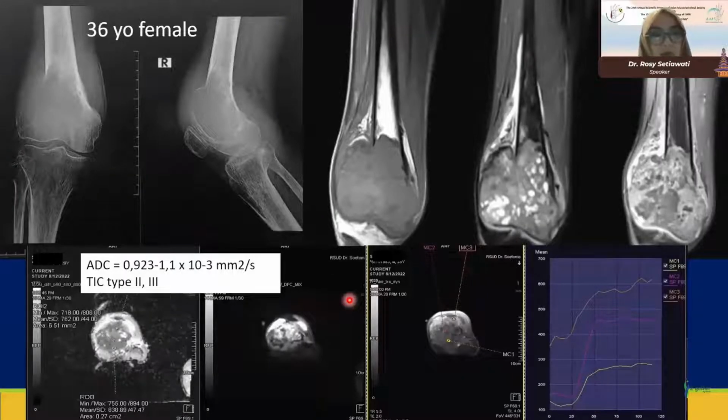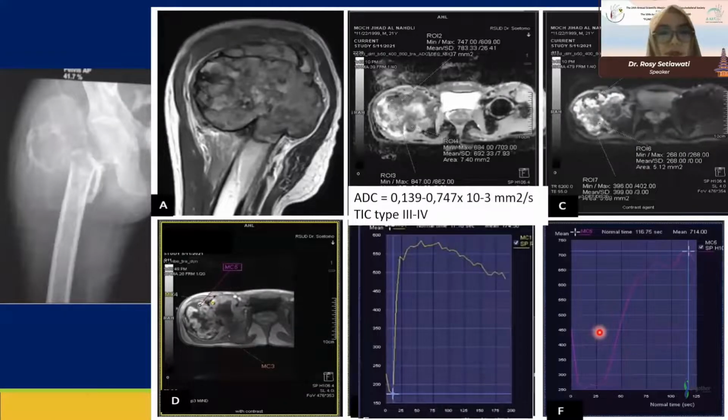So this is a case of benign GCT. We can see an ill-defined expansile lytic lesion of the distal femur with soft tissue involvement, and on the MRI there is a heterogeneous mass with a solid mass and secondary ABC with fluid levels and necrotic areas. The ABC showed a higher ADC value, about 0.923 and 1.1, and the TIC type is grade 2 and grade 3 pattern. This was proven to be benign giant cell tumor.